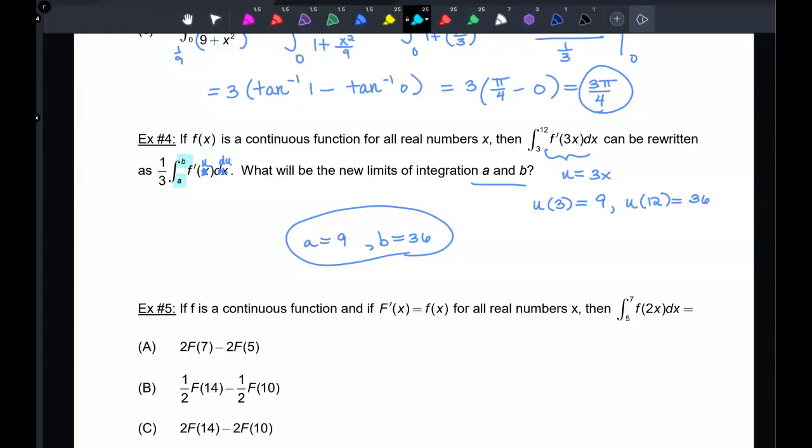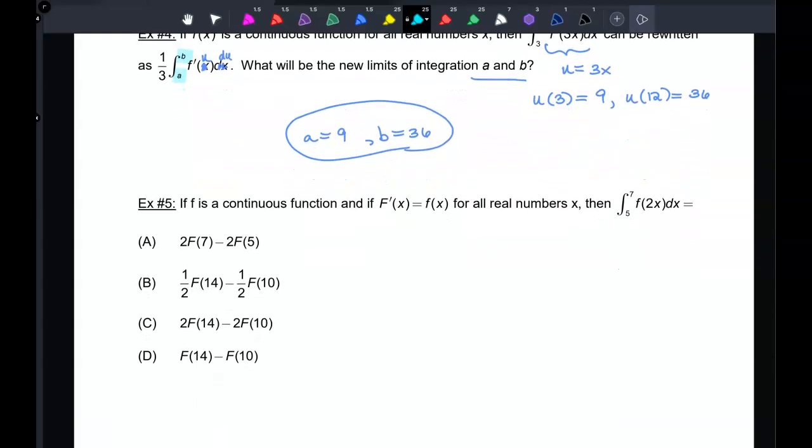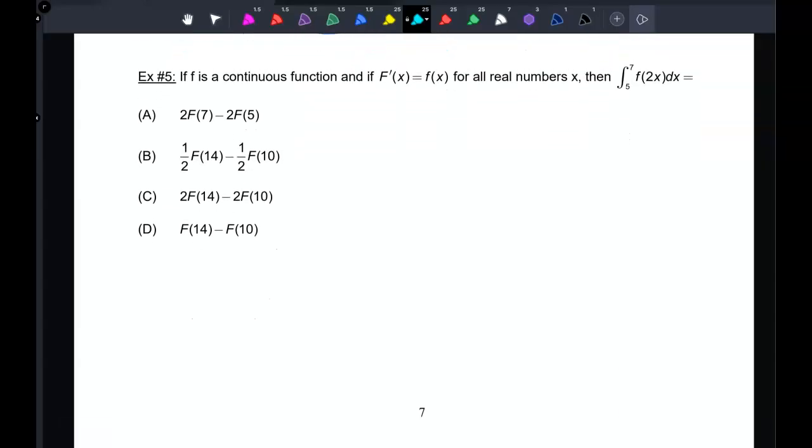How many points do you think that'd be worth on a quiz? Maybe 1. Yeah, maybe. Maybe 5. Can I do like 0.2% of our grade? Okay, last one.